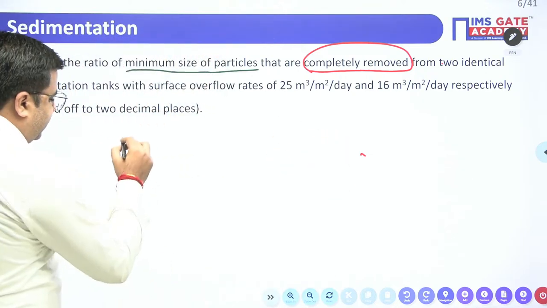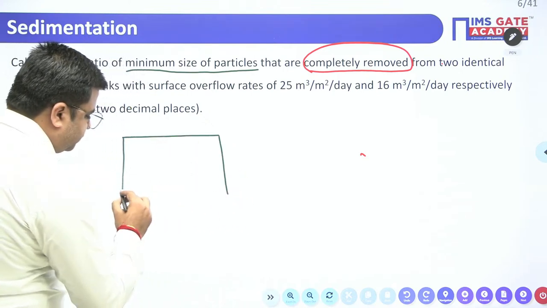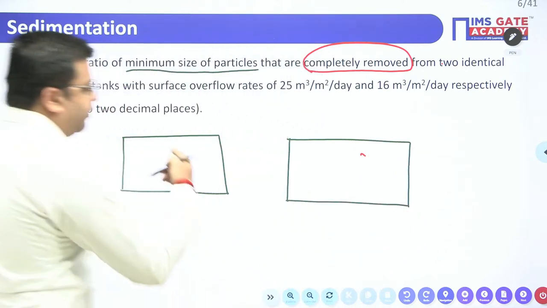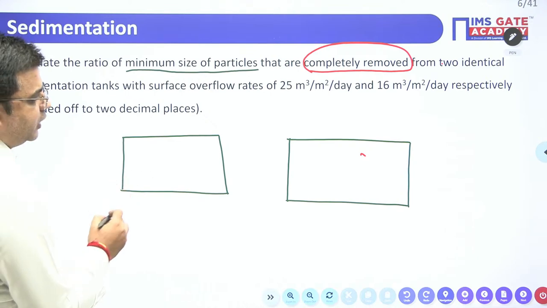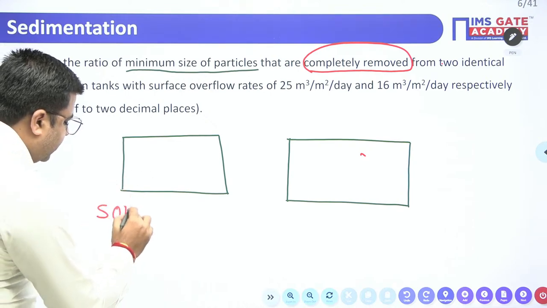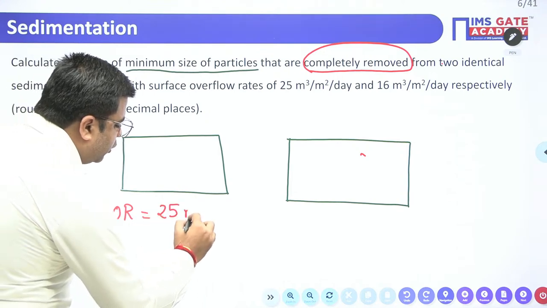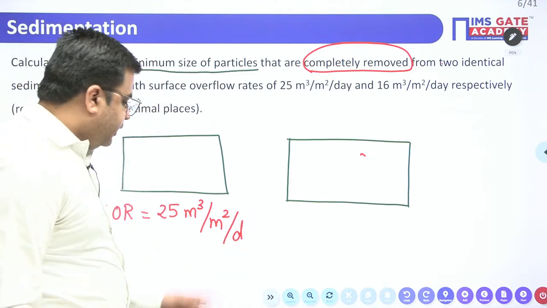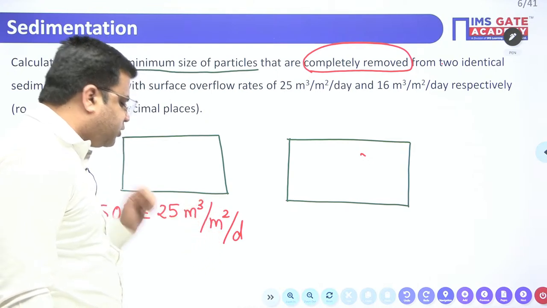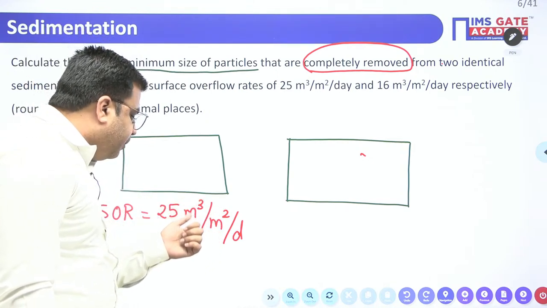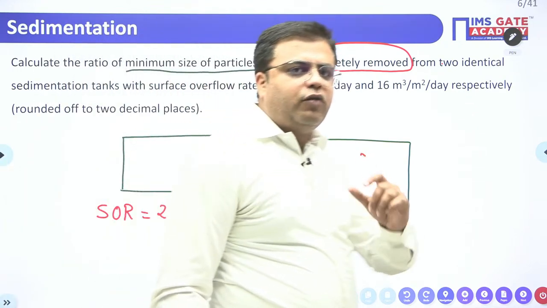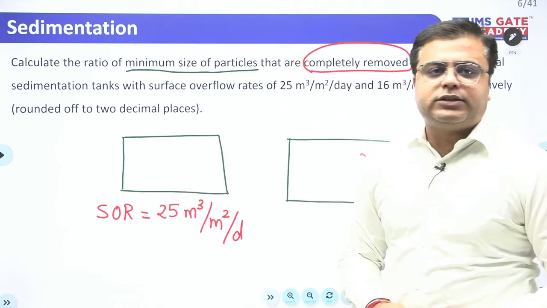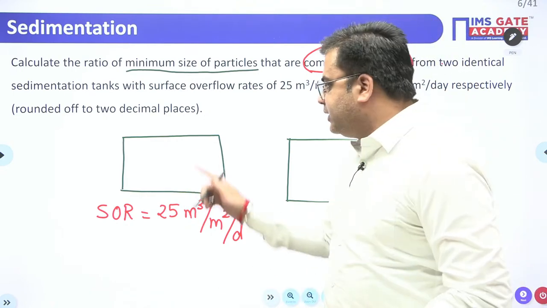We have two sedimentation tanks. This is my tank number one and I have my tank number two. For tank number one, the surface overflow rate is given as 25 meter cube per meter square per day. Don't confuse yourself with the units. This meter cube and meter square will cancel out, and you will have meter per day as the unit of surface overflow rate. So this surface overflow rate is nothing but the settling velocity of the concerned size of the particle for which this tank is designed.